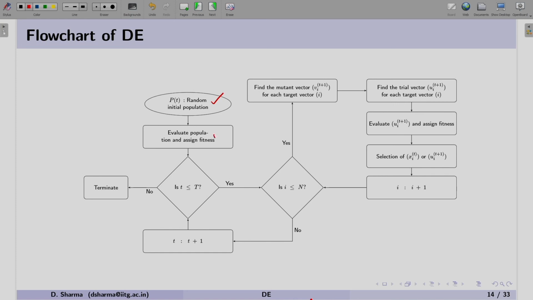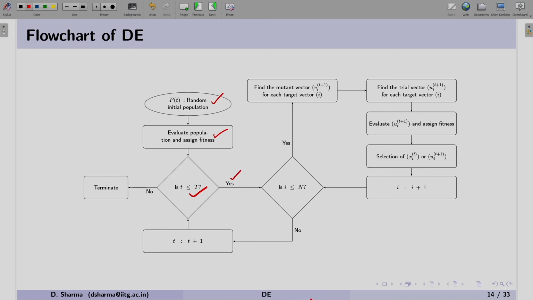Thereafter, we are going to evaluate the population and assign the fitness. Here, since the problem which we will be solving, we will see what fitness we are going to assign. Now, come to the first decision box. This decision box says that t is smaller than or equal to capital T, meaning that if the number of generation is smaller than or equal to capital T, go ahead.